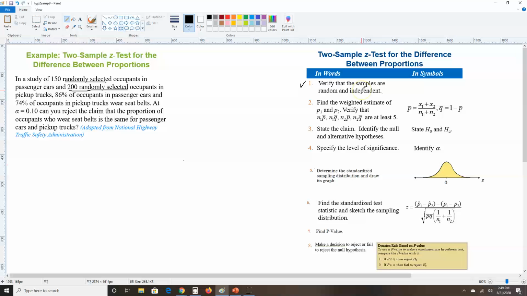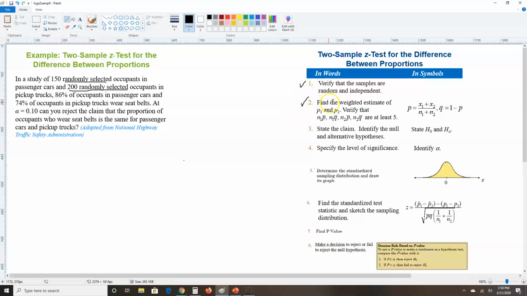The second condition, that the samples are independent. Well, because we're not working with the same object. We're working with two different objects, in this case, vehicles. We're working with passenger cars and pickup trucks. They're not related to each other. So that's how I know they're independent. So we passed that first step.